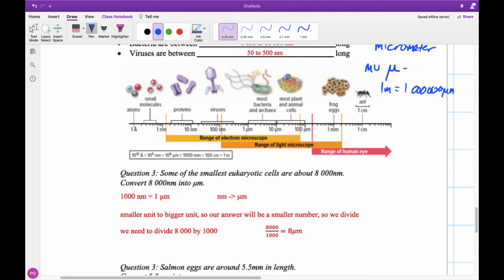So in this case, we're going from a smaller unit to a bigger unit. If we're going from a smaller unit to a bigger unit, we have to have a smaller number as our answer, so we're going to be dividing. And since it's 1,000 times, so 3 factors of 10 or 3 steps on that little diagram that we would have to continue to include all these units, it's going to be 3 steps, but in this case, we're going to be dividing because we're going from a smaller unit to a bigger unit. So 8,000 divided by 1,000 gives us an answer of 8 micrometers for the smallest eukaryotic cells.